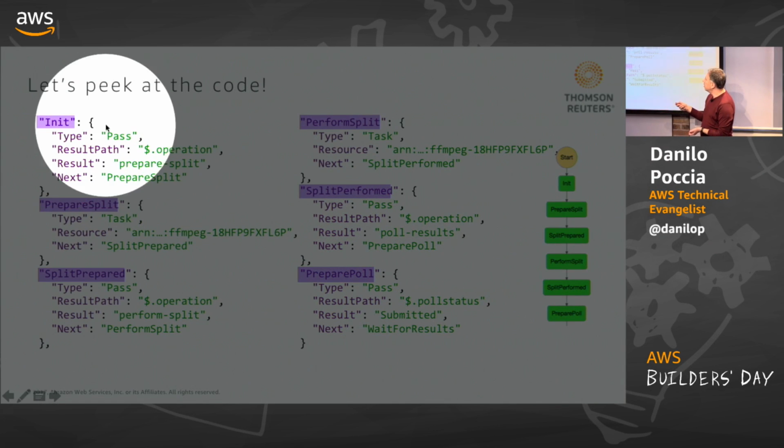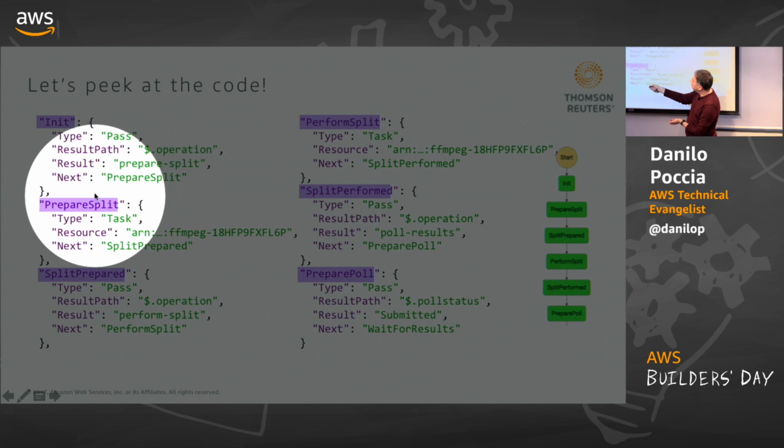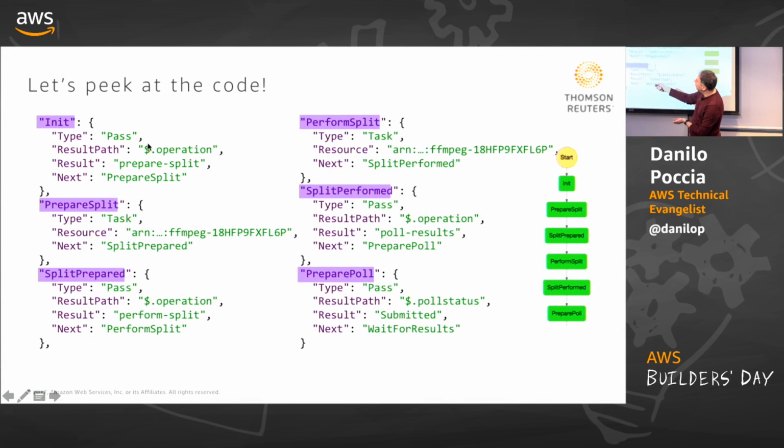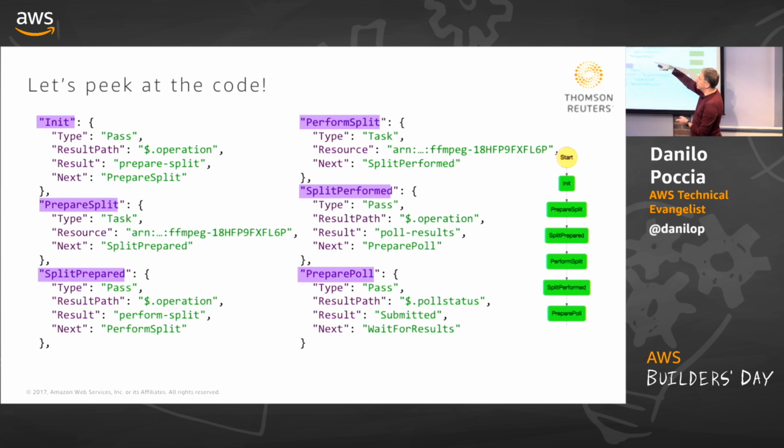an init here. It's of type pass, and pass means that you do nothing. But they manipulate the input state, and they take the result path here and the result, basically saying take the JSON object that is the dollar. This is JSON path, so dollar means the root. In the root, take the operation that can be there and put prepare split. So prepare split will be the value of the operation in the state and pass to the prepare split state.